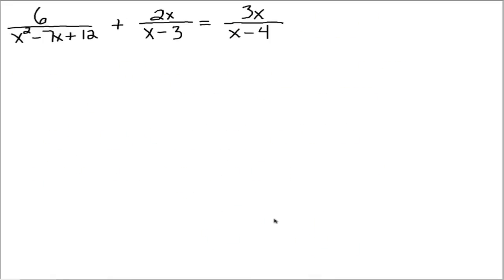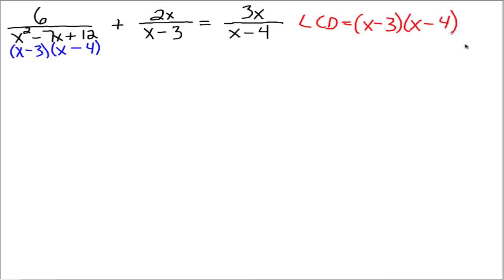Now, in order to find the least common denominator, you need to factor all your denominators. So this one here factors into x minus 3 times x minus 4. Well, that's nice. All right, so now we can figure out what the LCD would be. LCD equals. There are only two different factors, and we need both of them for the LCD. So x minus 3 times x minus 4.